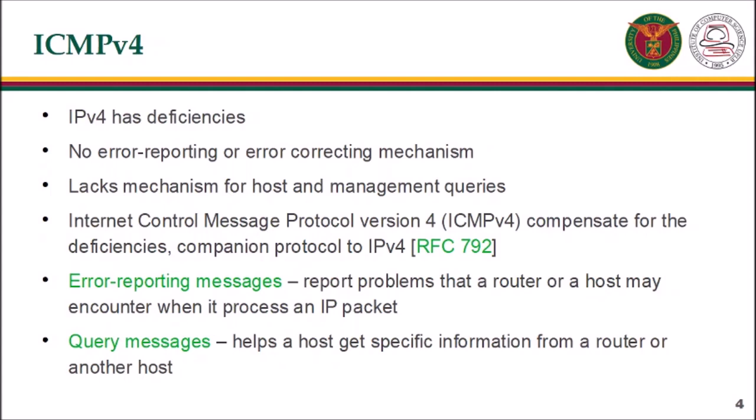ICMP messages are divided into two broad categories: error reporting messages and query messages. The error reporting messages report problems that a router or a host may encounter when it processes an IP packet. The query messages, which occur in pairs, help a host or a network manager get specific information from a router or another host. For example, nodes can discover their neighbors. Also, hosts can discover and learn about routers on their network, and routers can help a node redirect its messages.